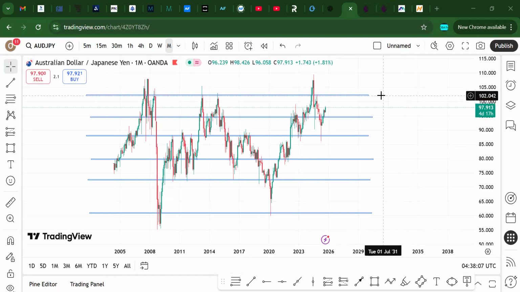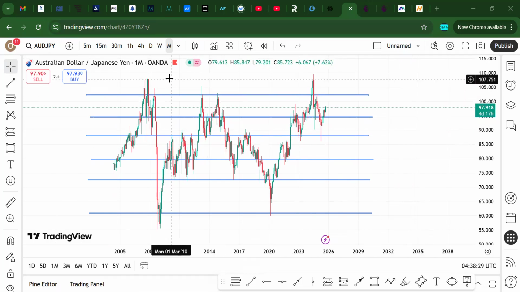We mostly do the top-down analysis of different financial securities, and today we're going to be looking at a Forex currency pair, AUDJPY, which simply stands for the Australian dollar paired against the Japanese yen. So without wasting much time, let's look at what this pair holds for us.